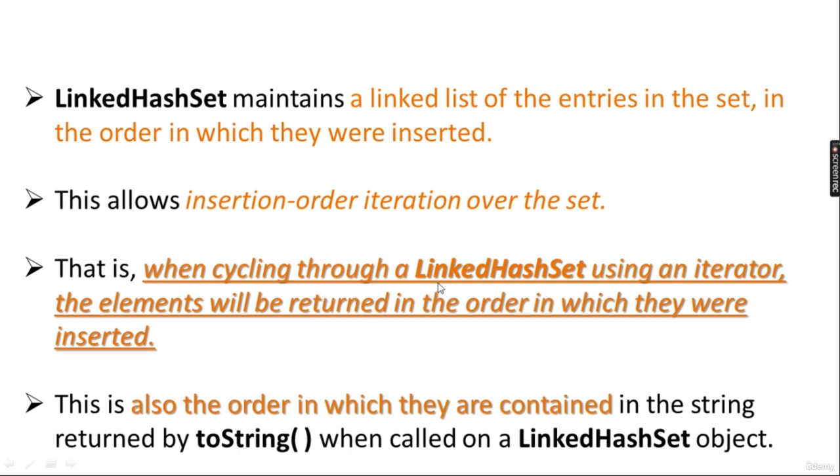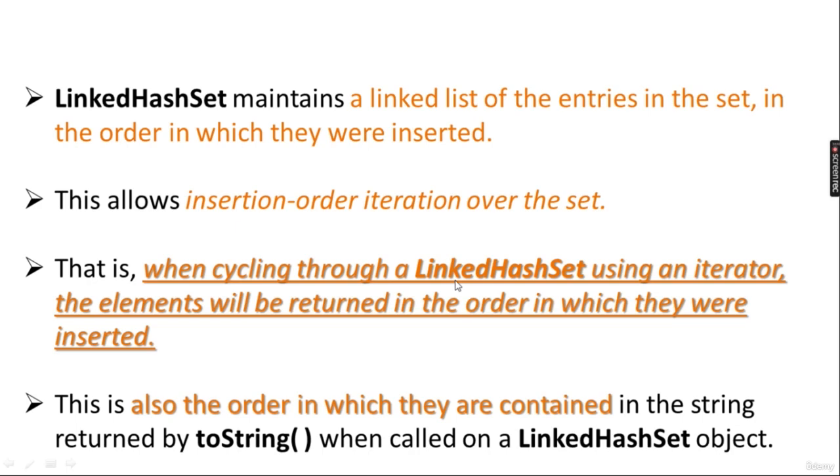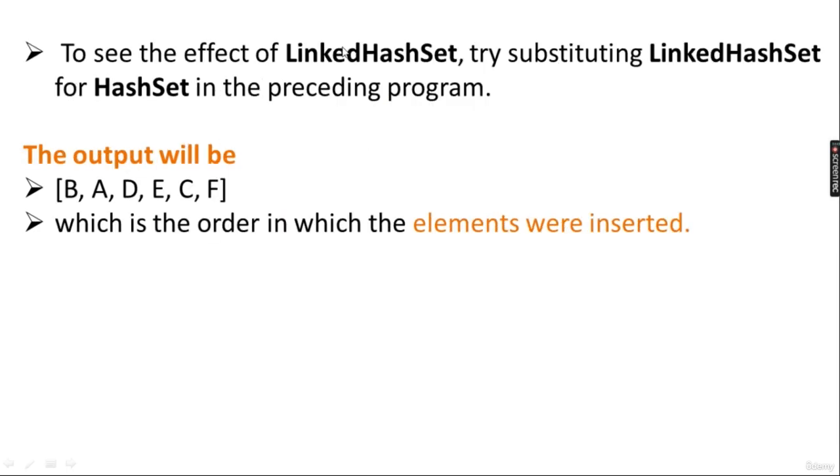When you are using the iterator, you will get the objects in the same sequence in which you inserted them into the linked hash set. This is also the order in which they are contained in the string written by toString when called on a linked hash set object. Now, to see the effect, try substituting the linked hash set for the hash set. You will get the same values in the same sequence as in the previous example.